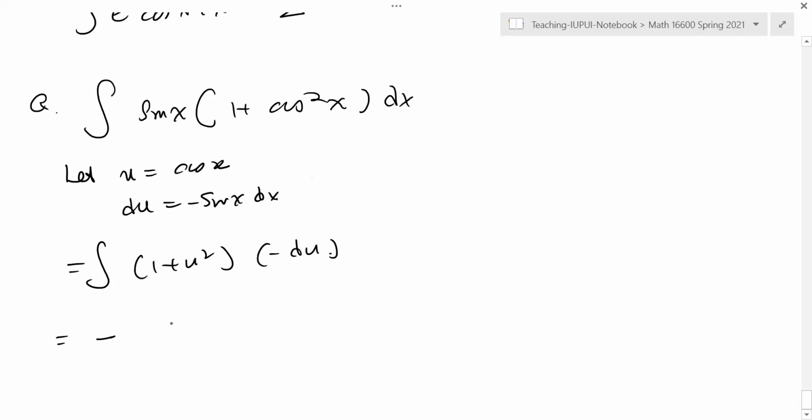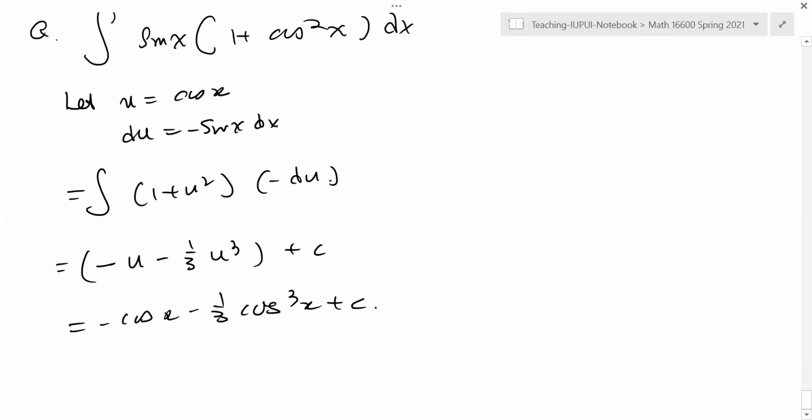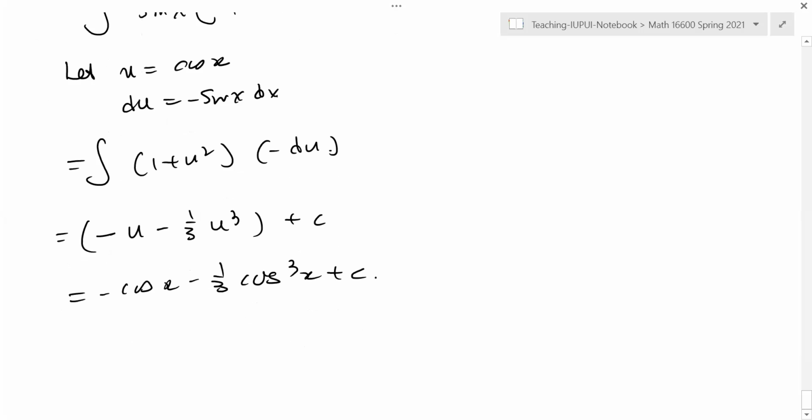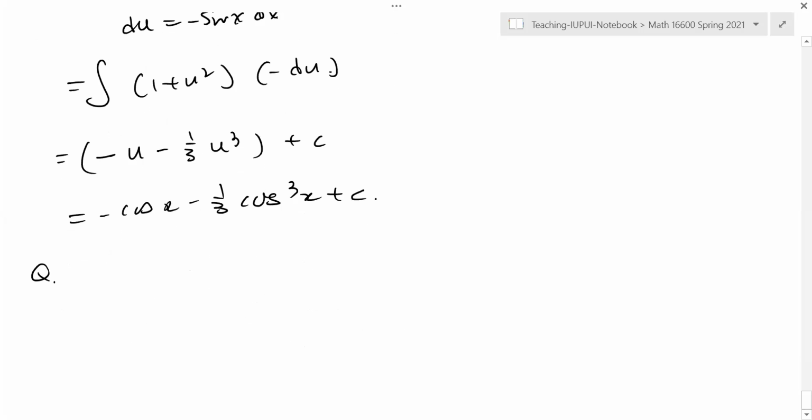You don't need to separate. Sometimes people separate, multiply them out, then use substitution. So that is going to be negative u, negative 1/3 u cubed. That's the antiderivative. And then you put cosine x back. So you make observations first to see if you can use a simple substitution to solve the problem.